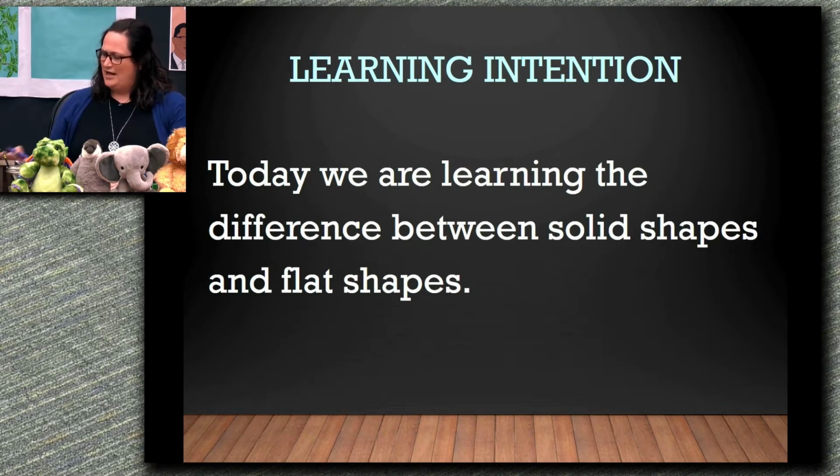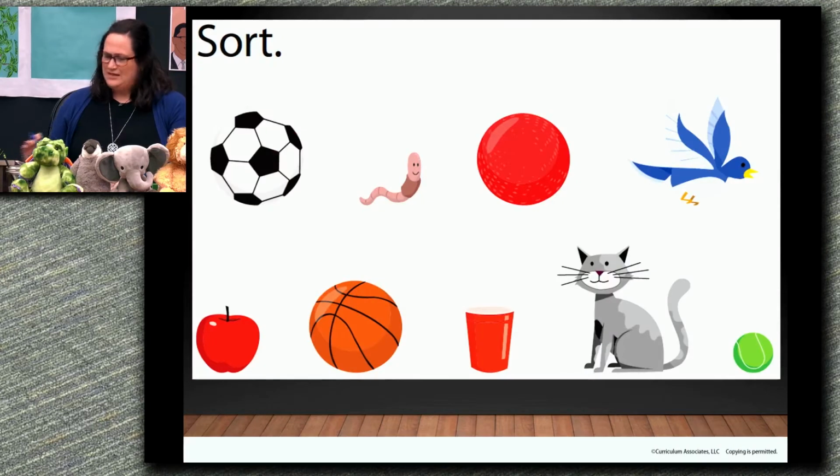Let's take a look at our next picture. It says sort. How might you sort these items? What categories would you put them in? What would you do, Mabel? You might do all the round things and all the non-round things? Okay. Does anyone have a different way they might sort these shapes?